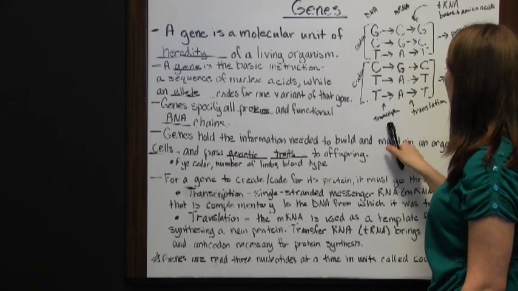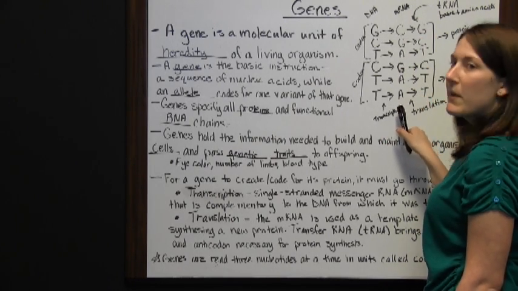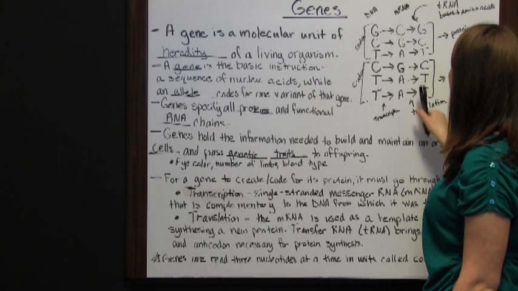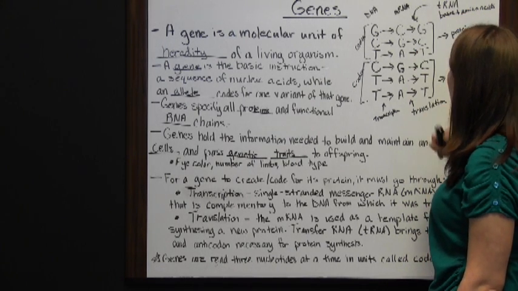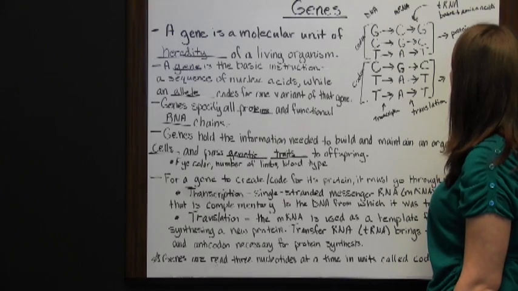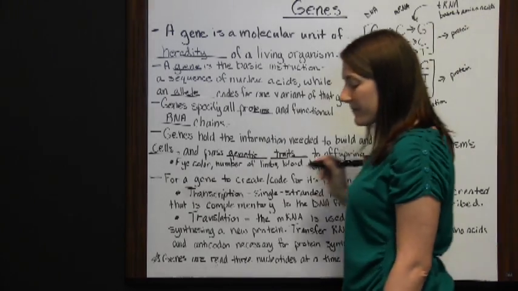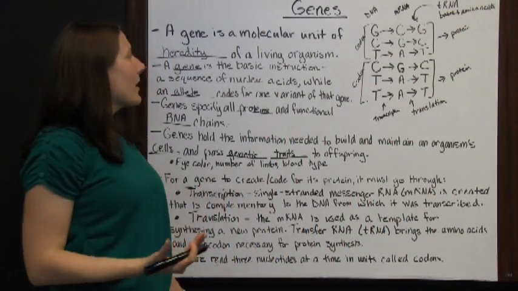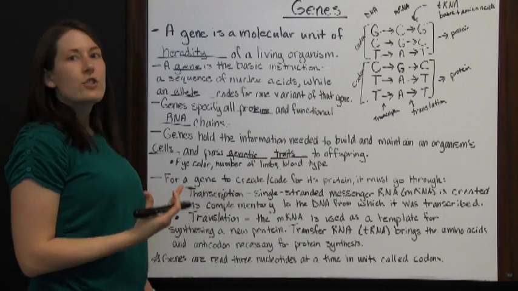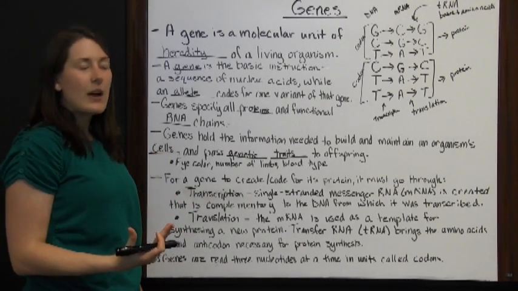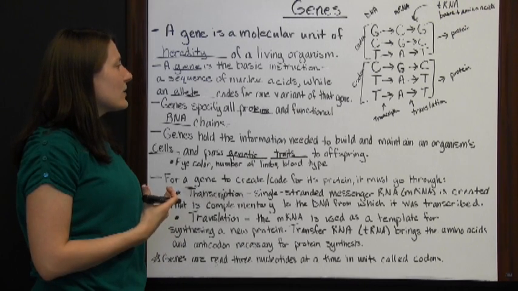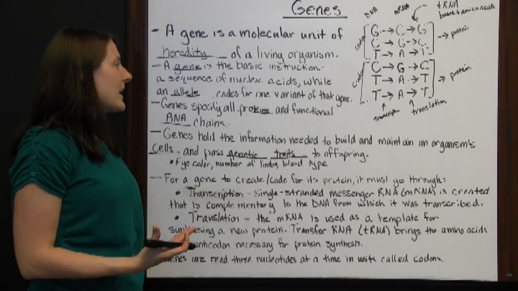So you've got your transcription where it's coded onto the messenger RNA, and then you've got translation where it's decoded and the transfer RNA brings in what you need plus amino acids and your proteins are created. So that's kind of a complicated process, but it's what genes do. That's their job. Their job is to send messages throughout the cell so that new proteins can be created.